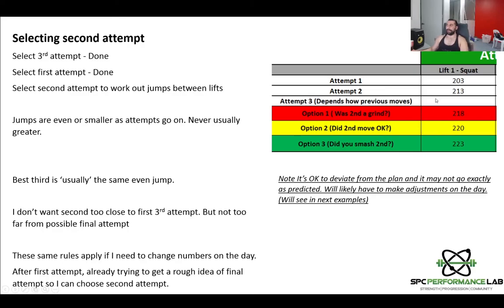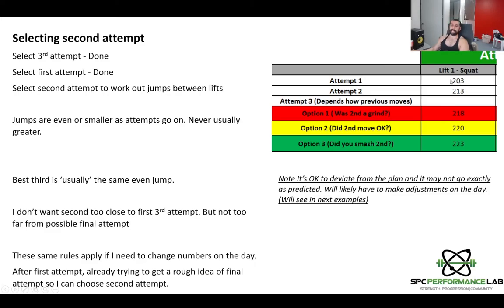And that rule that I said, of selecting the second attempt after I've done my third and my first, is a rule that I also use on the day if I have to deviate from the plan. So just to note, it is okay, and you probably will deviate from the original plan that you made, which is fine. So let's say that they did their first attempt.